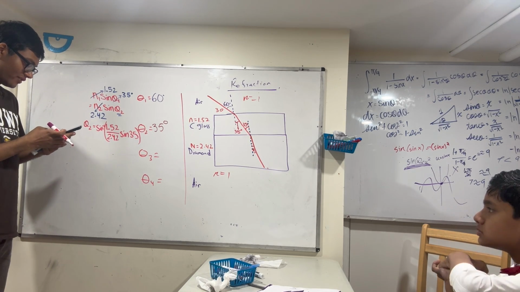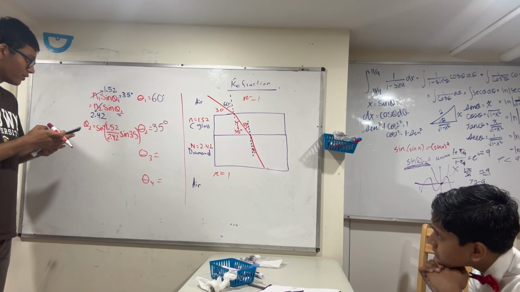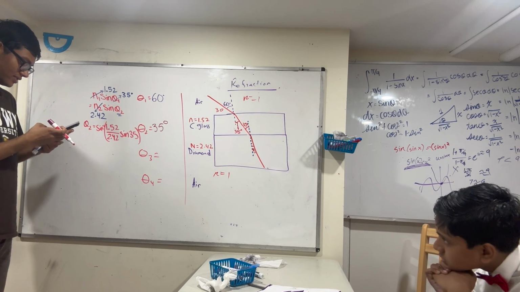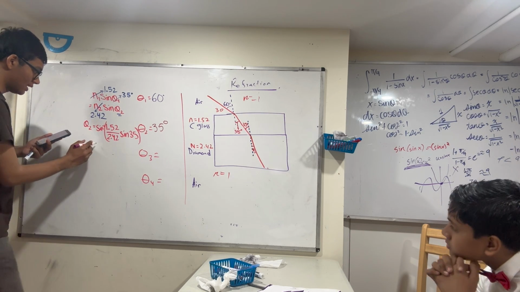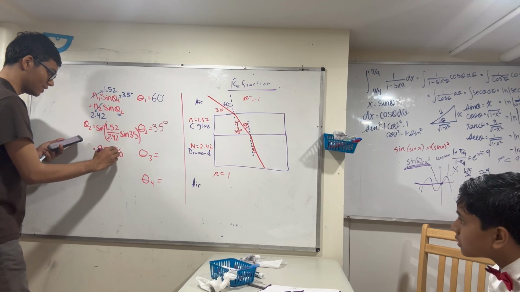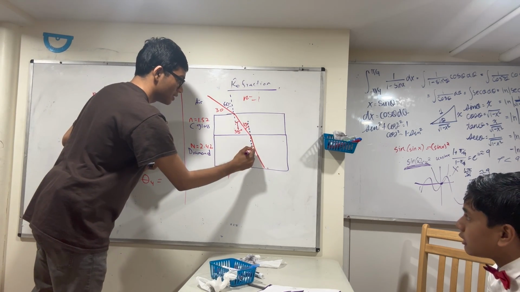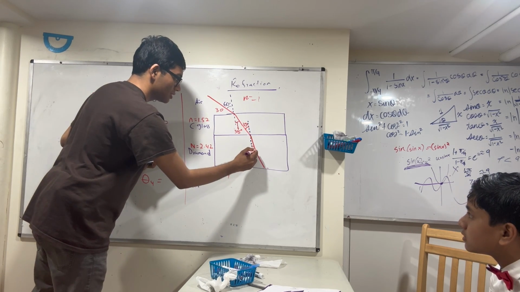So 1.52 over 2.42, and I have sine of 35 inside, and this gives me 20.56. That's 21 degrees. And should I do the last one?